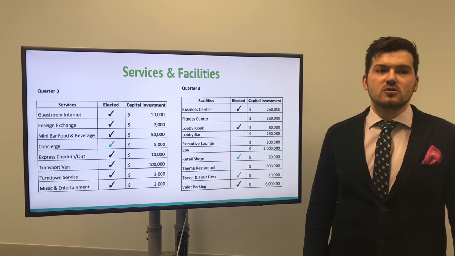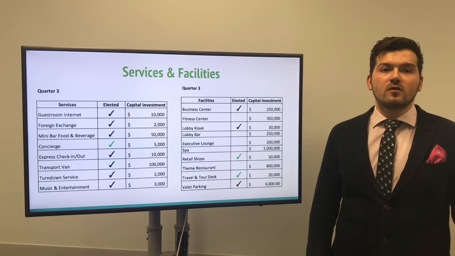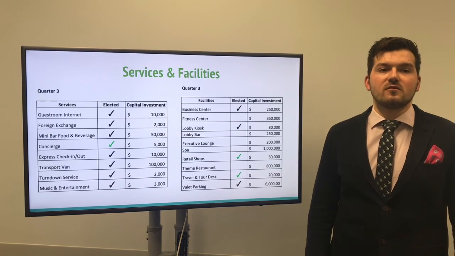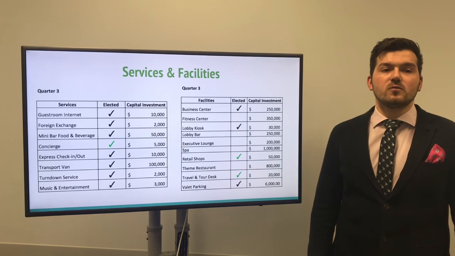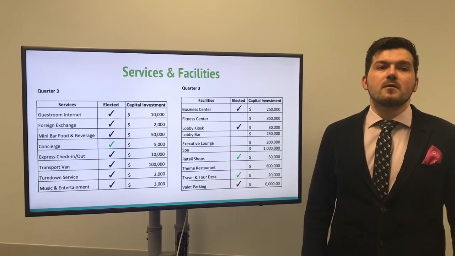We added the concierge as we thought it would increase our reputation and therefore our revenues. In August, we added travel and tour to increase reputation and to increase departmental revenue. We have also bought the retail shops to respond to guests' complaints about not having enough facilities. By doing these investments, we try to provide more value for our customers to convince them to pay a high rate.